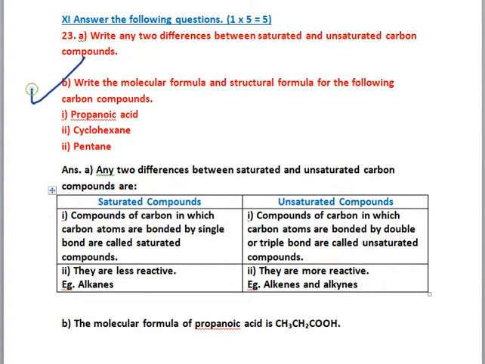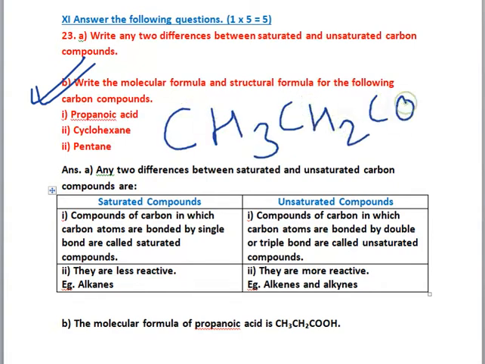Now let's move towards the next question, which is very interesting question, right? We have to write the structural formula as well as the molecular formula of 3 compounds which are given over there. The first one is propanoic acid. So what is the formula of propanoic acid? Propanoic, prop. How many carbon atoms are there? 3 carbon atoms. Oic acid means which functional group is present in that? Carboxylic group. So we have to write the formula like this: CH3, CH2, COOH. This is the formula for propanoic acid.